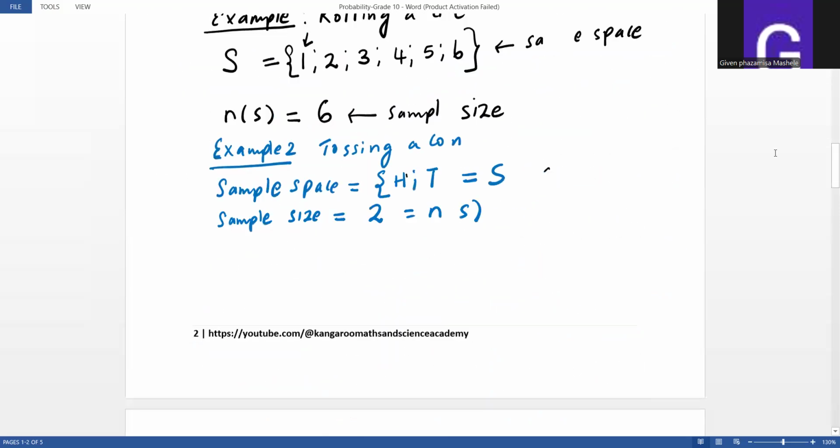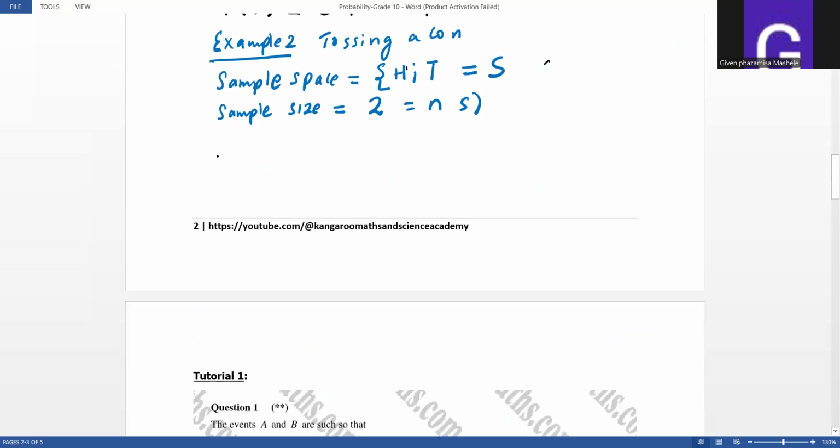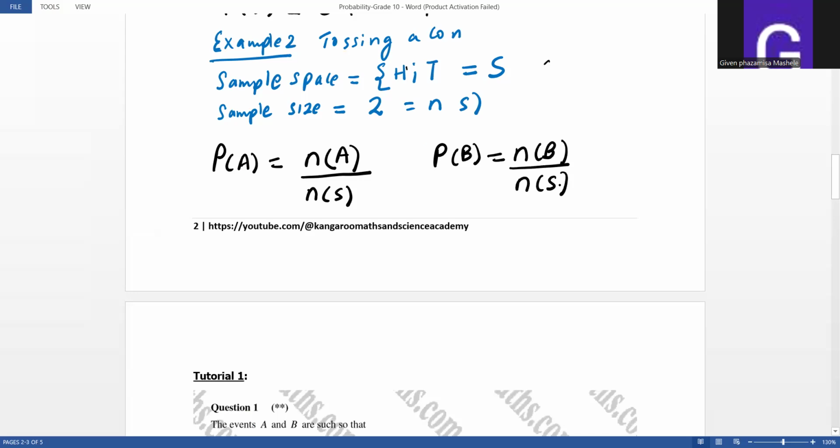For example, if I wanted to calculate, just as an example, the probability of A, it means this will be the number of favorable outcomes of event A, divided by the sample size, which is just n(S). I believe you're following. For example, probability of B will be the number of favorable outcomes of event B, divided by the sample size. I believe you are following, ladies and gentlemen.